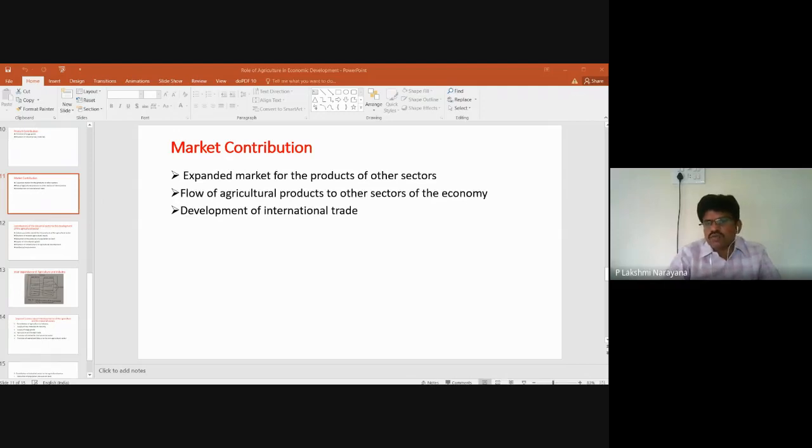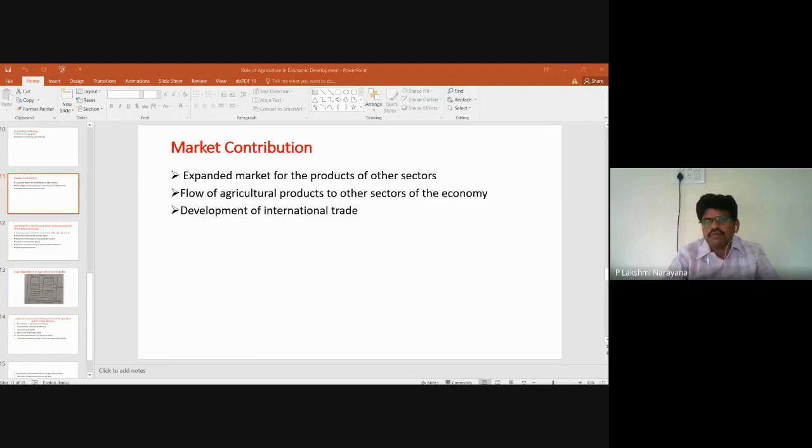The next one is flow of agriculture products to other sectors of the economy. Development of agriculture makes another type of market contribution also to the economy. As agriculture develops, more of its goods will be sold in the market. This will in turn bring into existence many institutions providing marketing, processing, packing, distribution, and a few other services.